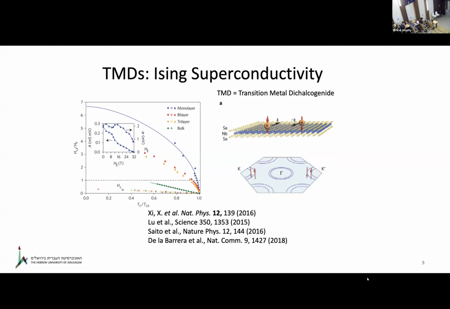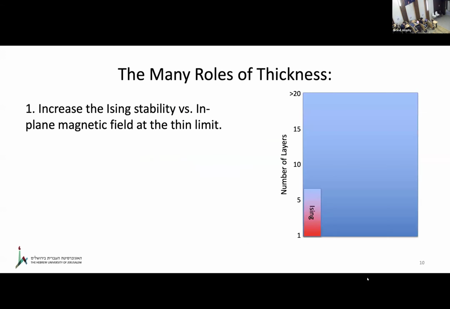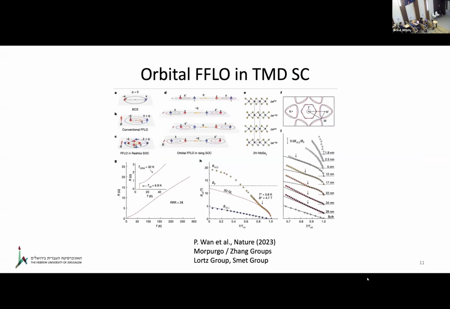But the bottom line here, for the purpose of my talk, is that I can say the following. As we go to the ultra-thin limit, Ising superconductivity takes over, and you can have a very strong stability against in-plane magnetic field. If you go thicker, you start having orbital depairing, so this whole effect disappears and the HC2 goes lower. But there are many other things that happen with thickness. As you see, this block here is still empty. So let's go to the second thing.